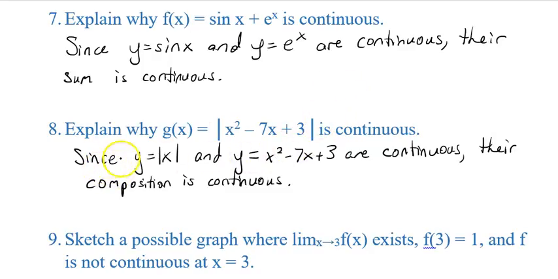So my sentence will read, since y equals absolute value of x and y equals x squared minus 7x plus 3 are continuous, their composition is continuous. And again, composition is your f of g of x or g of f of x. One is inside of the other. Okay, again, make sure to include the y equals with both of those functions separately and the word about what's going on, in this case, composition.